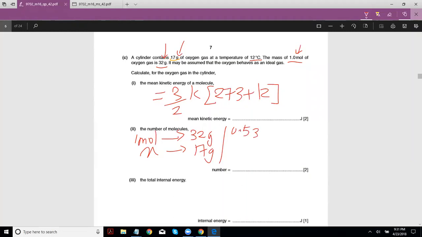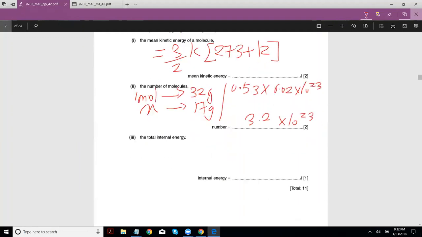0.53125, but let's just use 0.53. If 1 mole has 6.02 into 10 to the power 23 molecules, then 0.53 moles would have 0.53 into 6.02 into 10 to the power 23 molecules. So you just multiply and you get your answer, which is somewhere around 3.2 into 10 to the power 23.